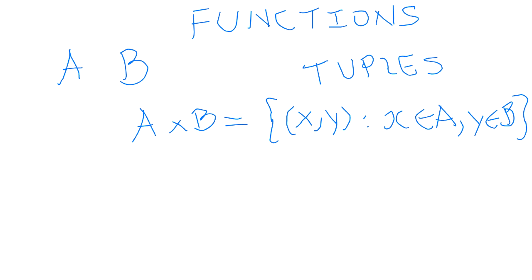All right. Let A and B be sets. The Cartesian product is the set of tuples defined as A times B, which is the set of pairs (X, Y) such that X is in A and Y is in B.